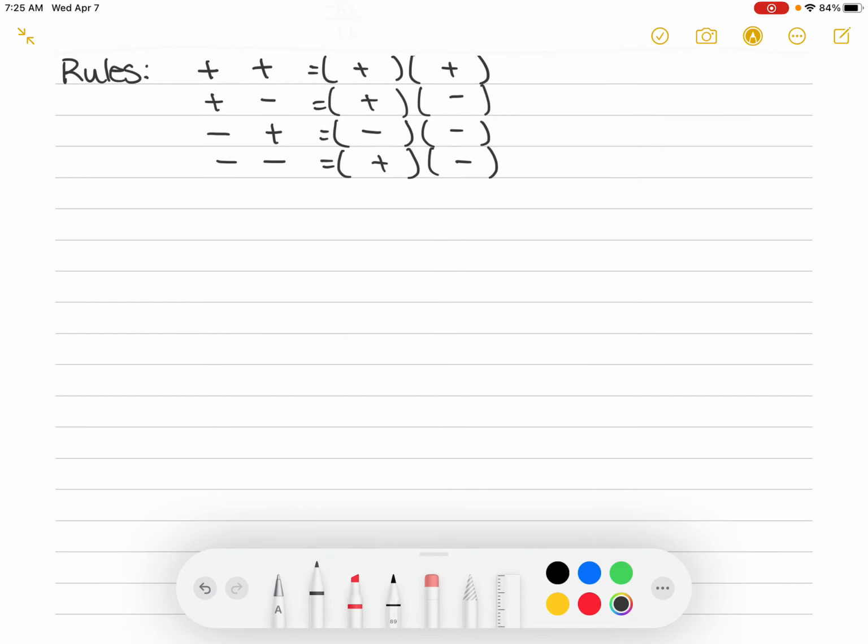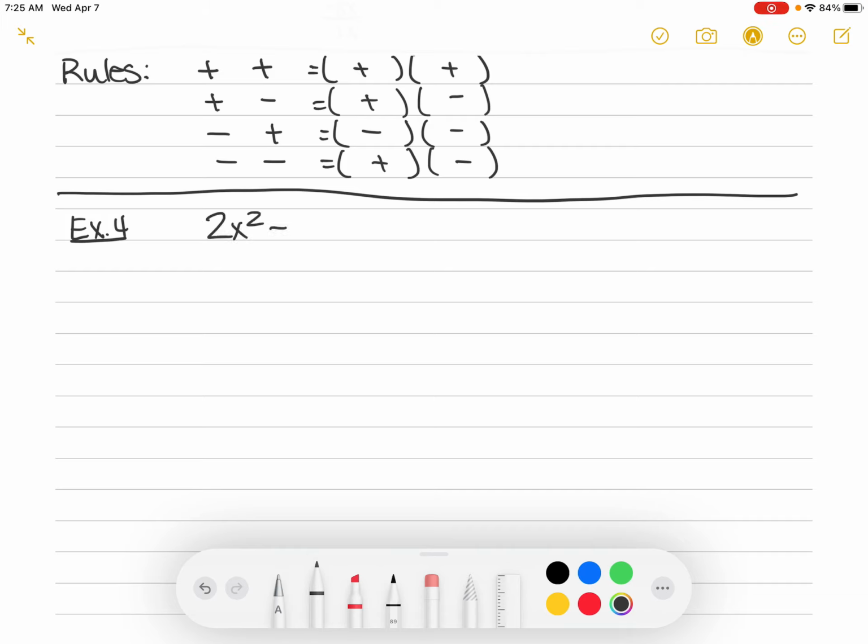Okay, let's go on to example 4. Factor 2x squared plus 22x plus 48. Remember what I told you to do first every time: can you factor something out of that? Yes, those are all even numbers, so I can factor out a 2. Make sure you factor out the 2 for every number.